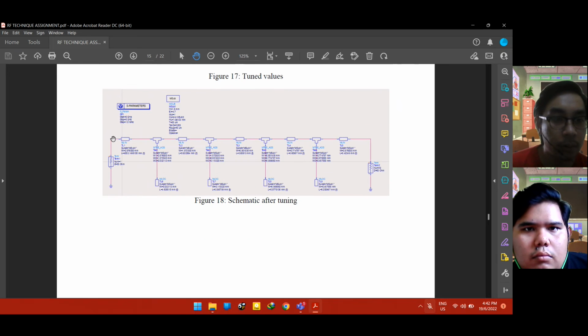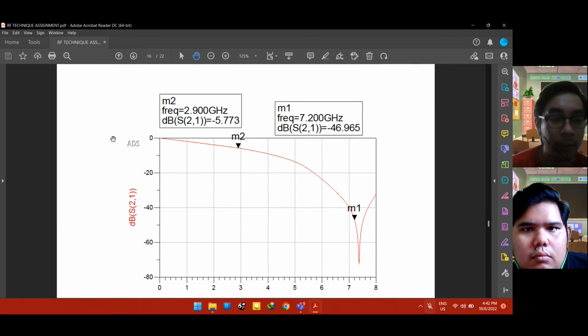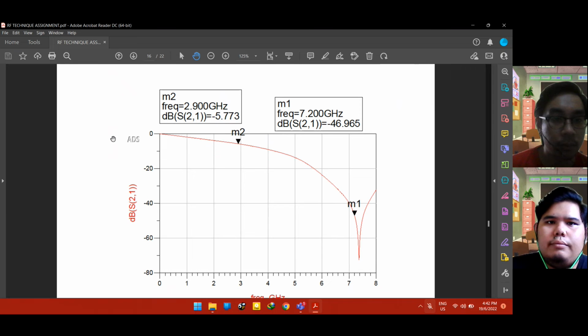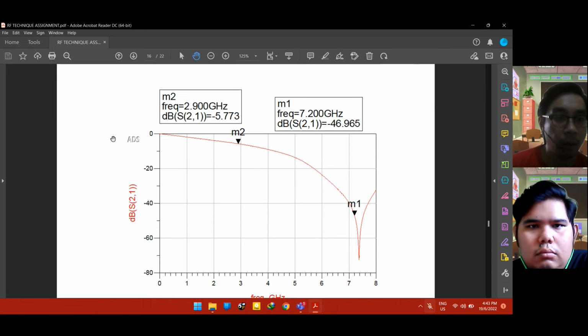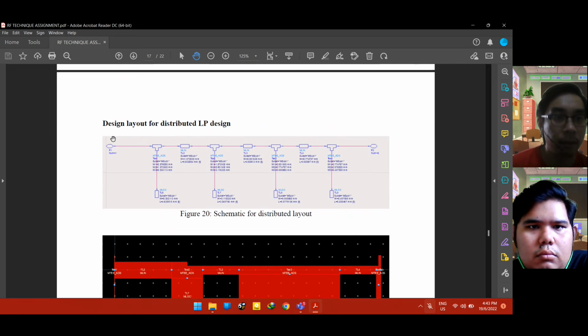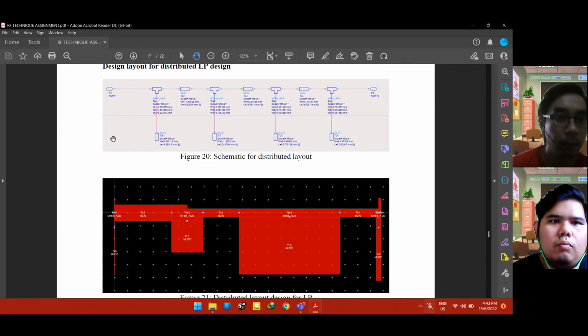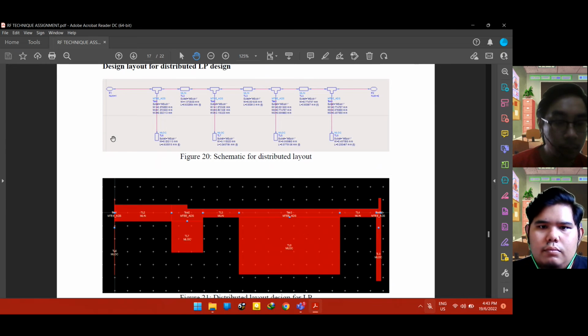This is a schematic tuning with the impedance. And then lastly, I will get the output after tuning, which is this one. It looks like a low pass filter. So right here 7.2 gigahertz, and here is 2.9 gigahertz. And then lastly, for the low pass is the design layout for the distributed LP design. So for the schematic, this is my schematic layout.